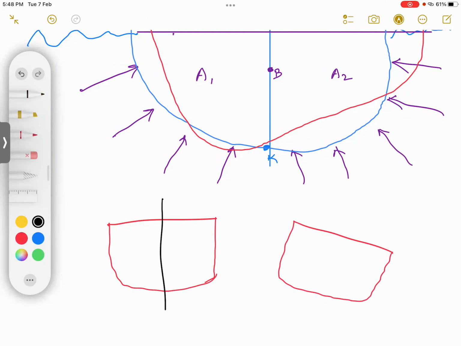पहले कैसा था आपका? दोनों साइड आपका एरिया सेम था, A1, A2. Now the water line is still the same, right? Water line अभी भी उतना ही है, correct? The water line is still the same, है ना?